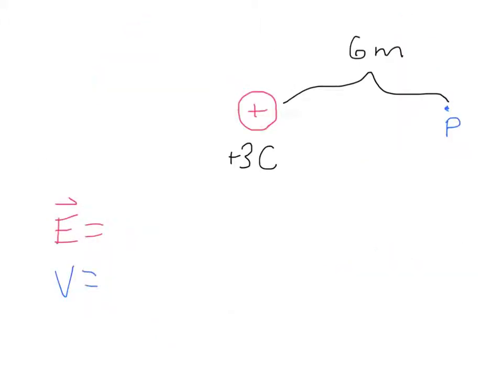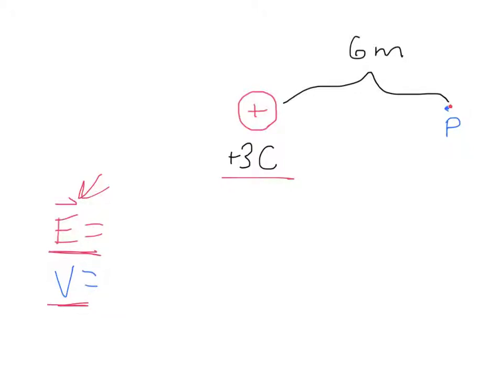Now let's try a different problem with electric field and voltage. Let's say there's a positive charge, 3 coulombs, sitting 6 meters away from you. You're sitting at this point P here. Can you calculate the electric field and electric potential you would be experiencing? Make sure to specify the direction of the electric field. Why don't you pause the video and work on this for a few minutes?